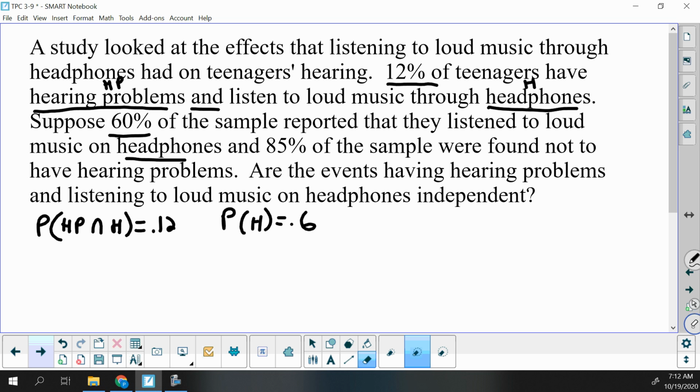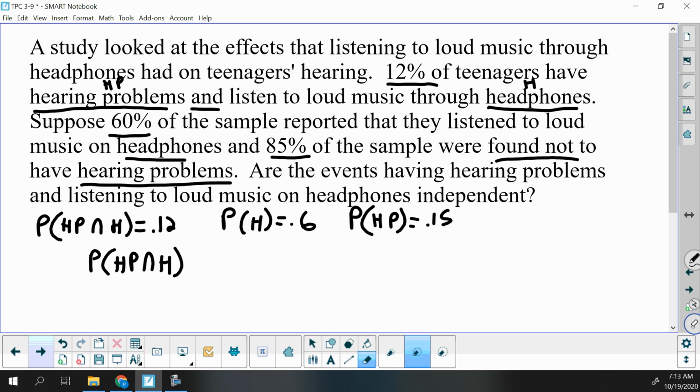Well, the thing we still need so we can do our independence formula is the probability of hearing problems. Well, they said 85% were found to not have hearing problems. So we have to think about if 85% do not have hearing problems, what percent would have hearing problems? It's just the complement of that, what would add up to get us 100%, and that would be 15%, so we'd have 0.15.